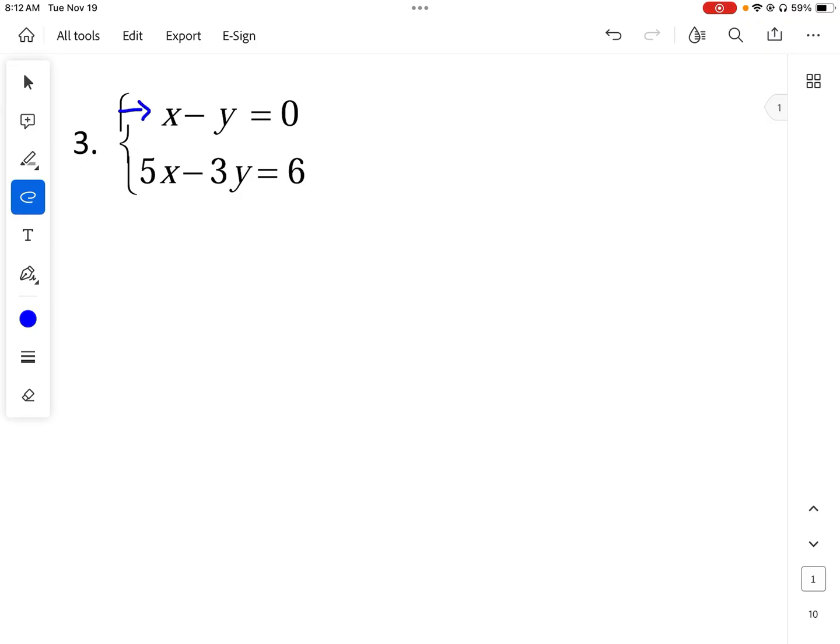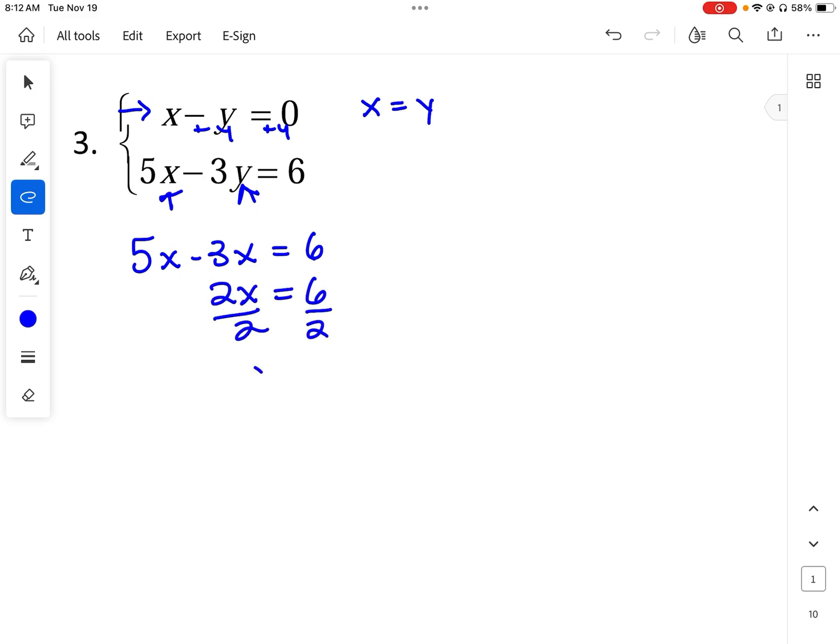I'm going to solve this one for a variable. If I move over the y, I get x equals y, or y equals x. So x and y are going to be the exact same. So all I have to do is replace this with an x, or replace this with a y. It's up to you. So let's do 5x minus 3x equals 6. 2x equals 6. Divide by 2, divide by 2, x equals 3. And because of this, y equals 3. So our solution is 3 comma 3.